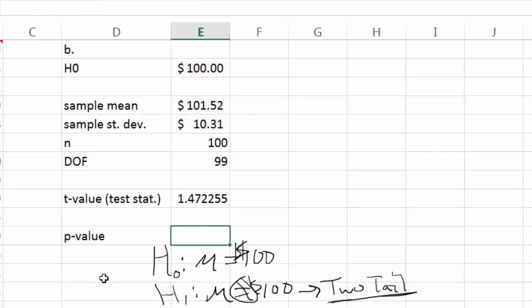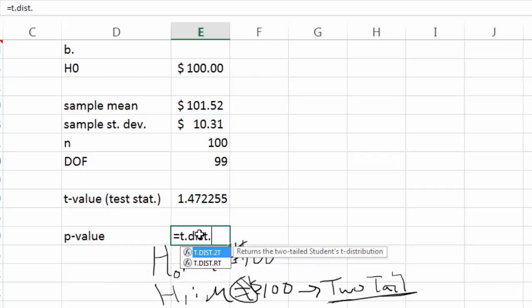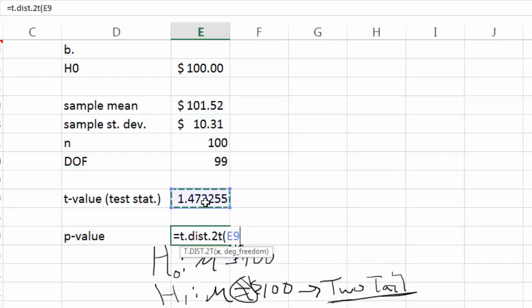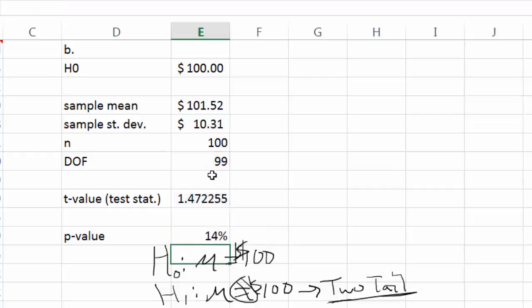I don't know if that's significant or not until I calculate a p-value. So let's calculate a p-value. Equals T.DIST.2T. Remember, this is two-tailed. There's my t-value, that's the x, and then the degrees of freedom is that. 14%. Okay, 14% chance that I would have gotten those levels of differences just through sampling. And that might seem pretty low, but it's not low enough for our conventional significance levels of 10, 5, or 1%.